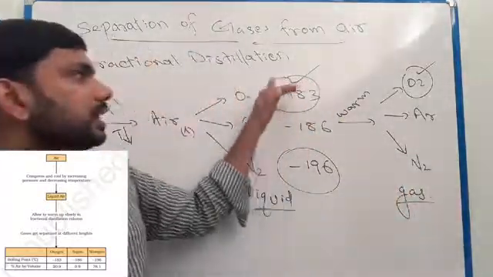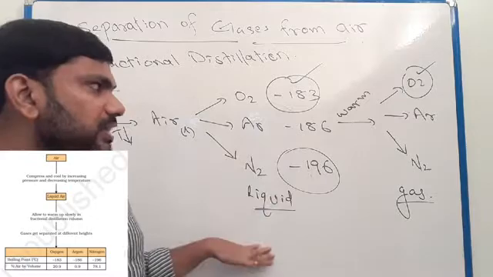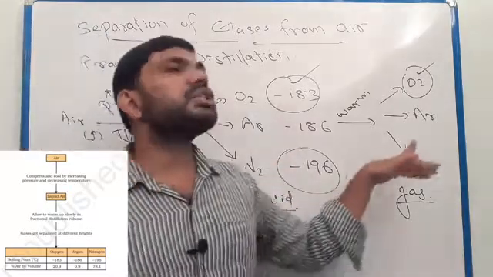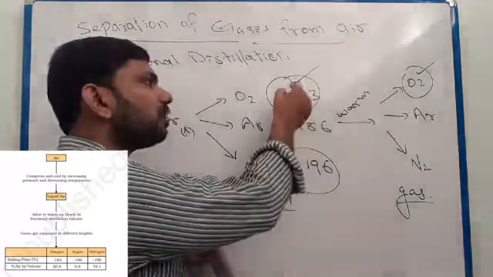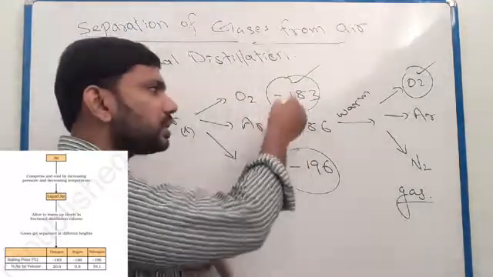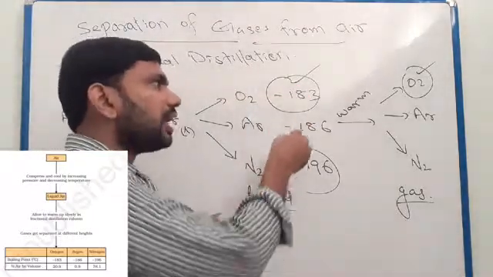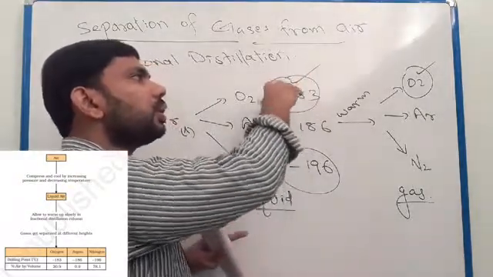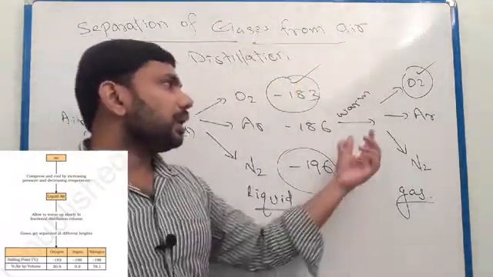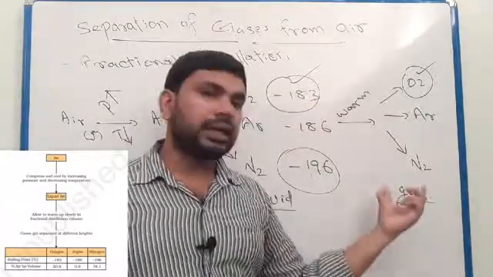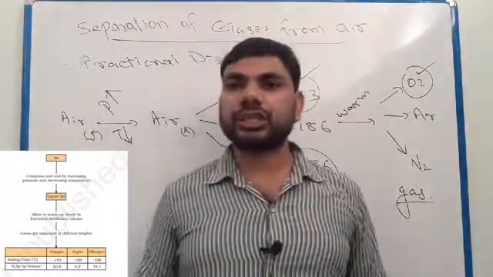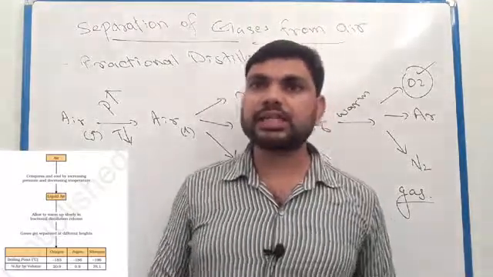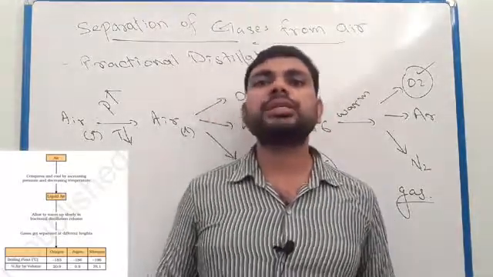But oxygen will change to the liquid state first, and oxygen will also change to the gaseous state first, because oxygen changes to liquid at a relatively higher temperature and can also change to gas at a lower temperature. So this method is called fractional distillation. Why do we use fractional distillation here?